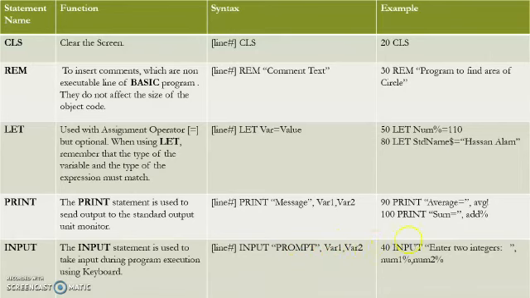Here the example is line number 40, then the reserved word INPUT, and the message is "Enter two integers", which is given in double quotation. This is the message or prompt which will be displayed on the output screen, and then after the double quotation we have separated the variable list with the help of a comma, and the variable list is num1 integer variable, comma, num2 integer variable.